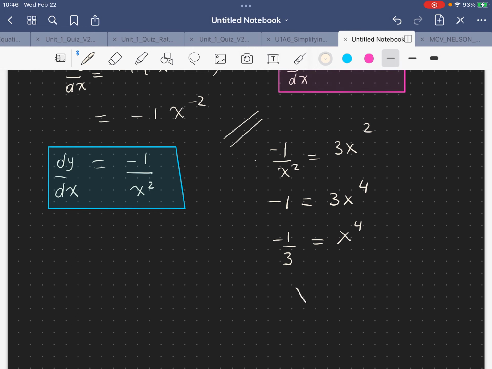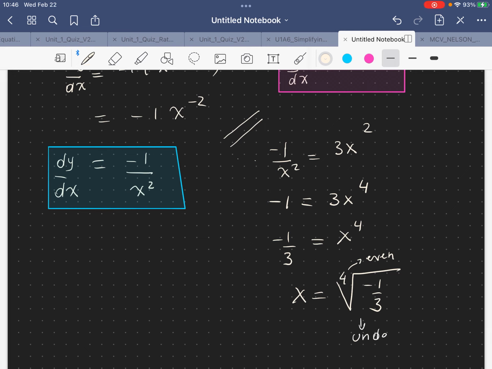And as you can see, to solve for x, we have to take the fourth root of negative 1 over 3. Remember that the number 4 is an even number, and the even root of a number exists only for positive numbers, so the number inside the root has to be positive. Since we ended up with a negative, we're going to say this number is undefined.